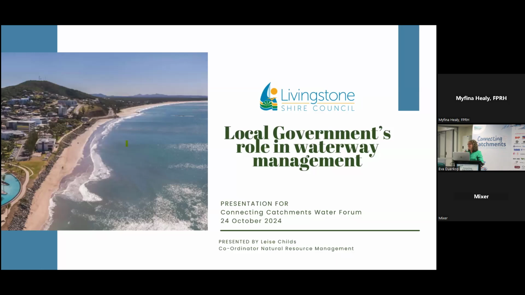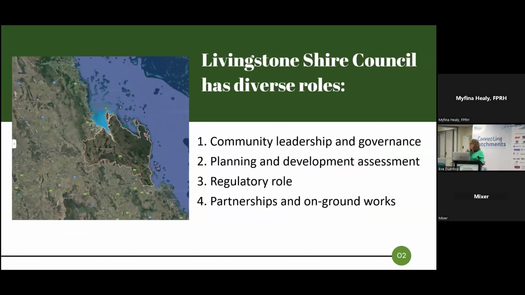Welcome to Livingstone Shire. It's an opportunity to see what happens in the river and how it contributes to Keppel Bay and to the Great Barrier Reef. So there are diverse roles for local government in the waterway management space. In the short time I've got today, I can only touch on a few things, but I hope to talk a little about the role of local government in community leadership and governance, some of what we do in planning and development assessment, and our regulatory roles. But for me, a lot of it comes down to partnerships and the on-ground work we do.